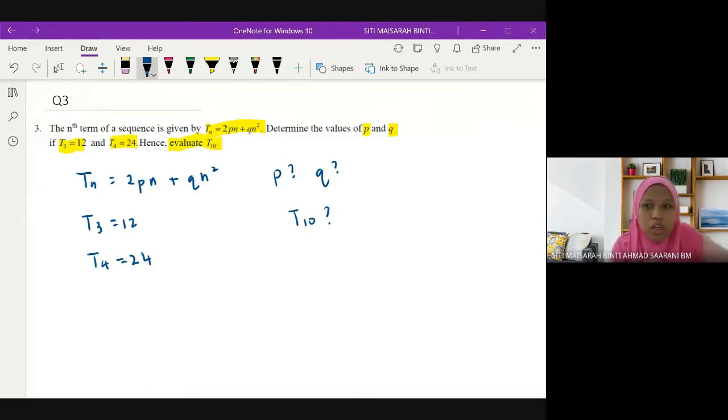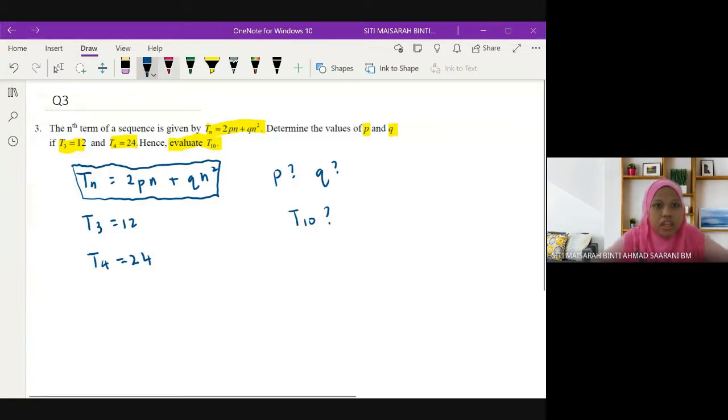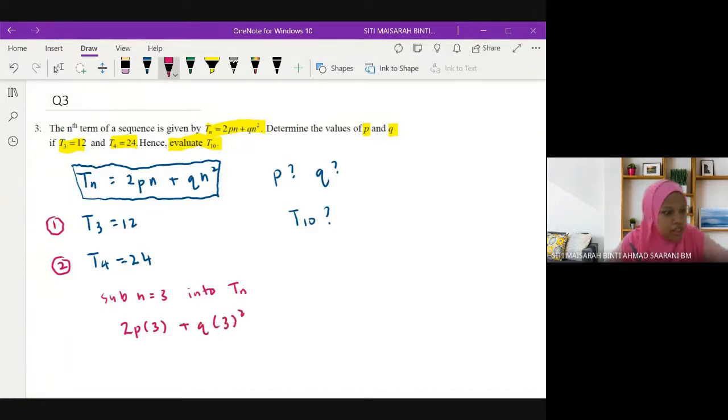for T3 and T4 tu, we are going to use Tn. This Tn yang dia bagi kat sini, 2Pn plus Qn square. So jadi, untuk nombor 1, namakan dia nombor 1, T3 equals to 12. And then we have number 2, T4 equals to 24. So then we substitute n equals to 3 into Tn. So then the first one we get 2P multiplied by 3 plus Q multiplied by 3 square equals to 12. So we have one equation here, 6P plus 9Q equals to 12. This is equation number 1.